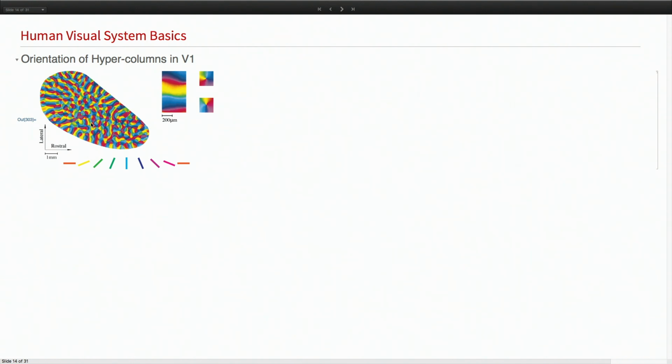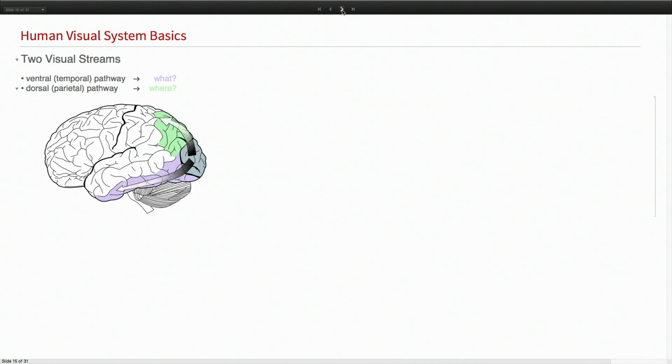This orientation is just one of the many intrinsic parameters that you have in the visual cortex, between seeing something on the left eye, the right eye, and so forth. So just pointing out that there's more than just a location to a stimulus.